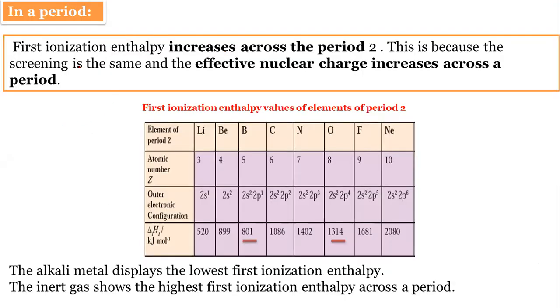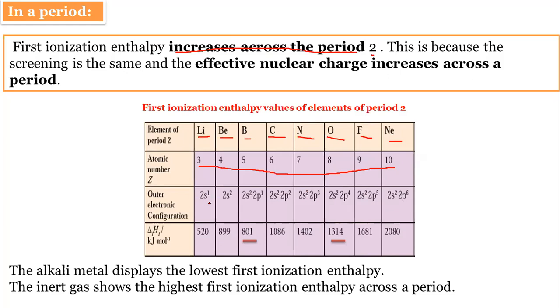But see here, it is shown first ionization energy values increase across the period. For example, period 2 is taken here. See the period 2: lithium, beryllium, boron, carbon, nitrogen, oxygen, fluorine, and neon. Atomic numbers are also given. Atomic number also increases. This is the outermost electronic configuration shown.